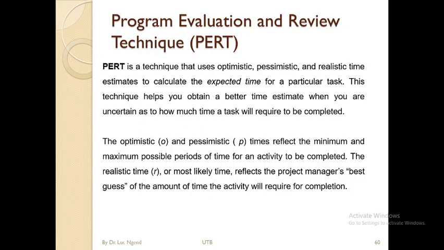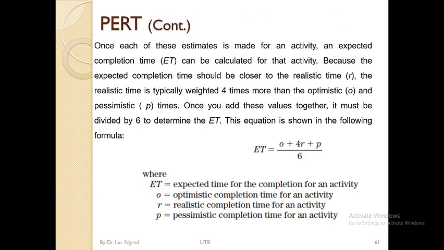So let's see here. How do you calculate? The formula is O optimistic plus 4 times realistic plus pessimistic, divided by 6. This is called the beta distribution. Beta distribution is different from triangular distribution.